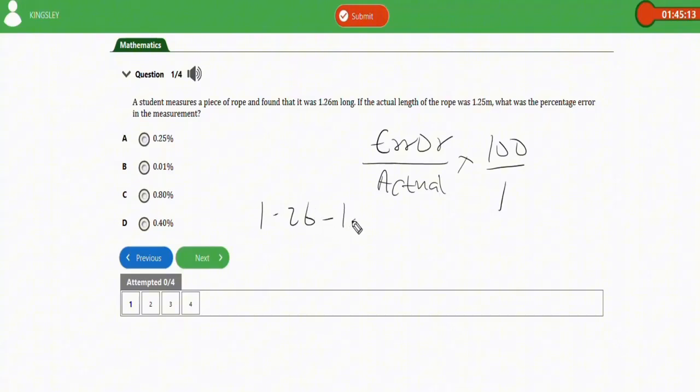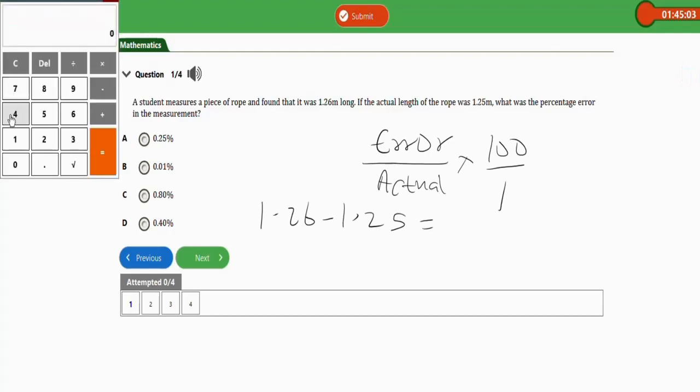To get the error in this question, it's going to be 1.26 minus 1.25 meter. When you punch it on your calculator, you're going to get 0.01. But let's do it to be sure. So it will be 1.26 minus 1.25. So we have the output to be 0.01. So this is going to give us 0.01 over the actual length, which is 1.25, times 100 over 1.